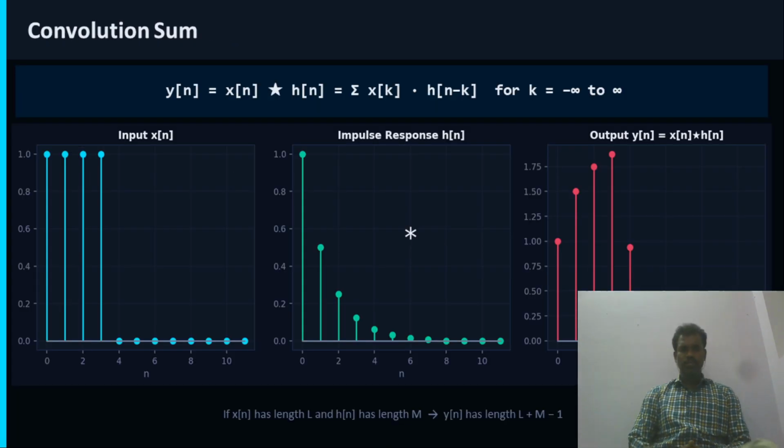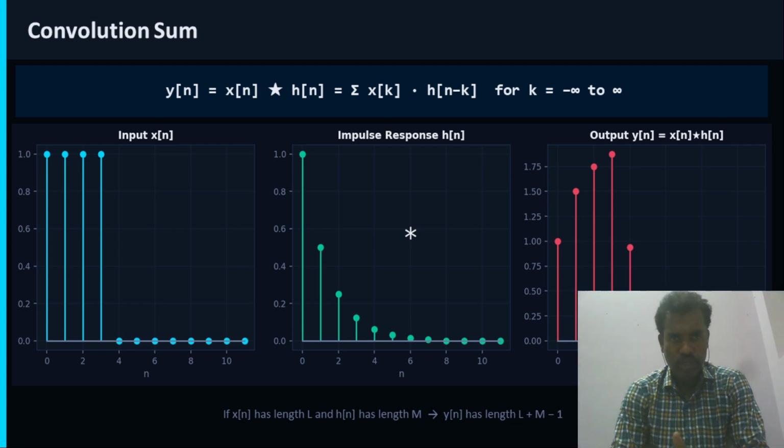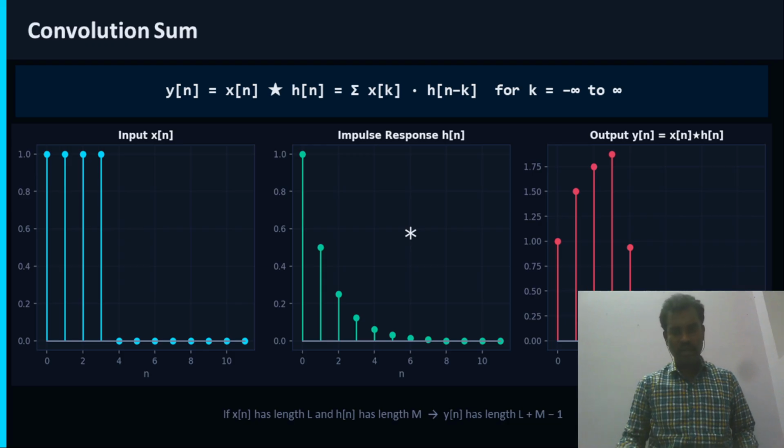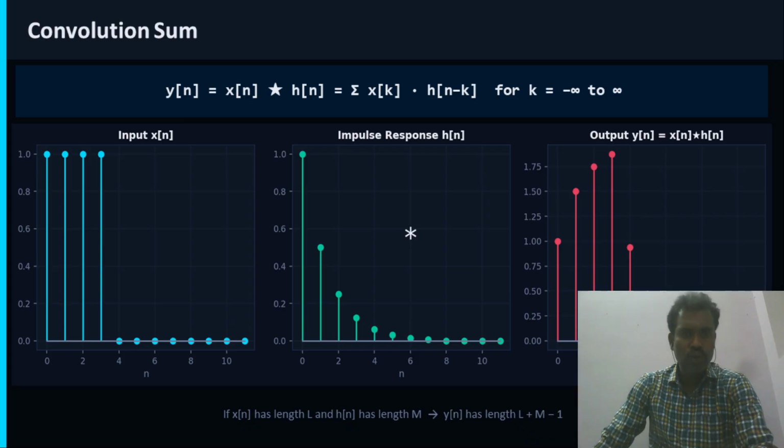Next important concept is convolution. So we have seen the systems, the types of systems, right? Now, how do we analyze these systems? How can we find the response of the system when a given input is applied to the system? If the system is an LTI system, linear as well as time invariant, then its output is equal to the convolution sum.